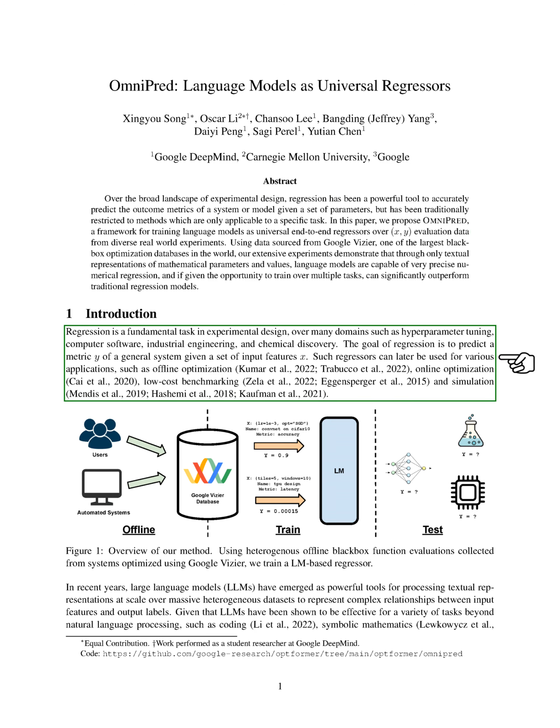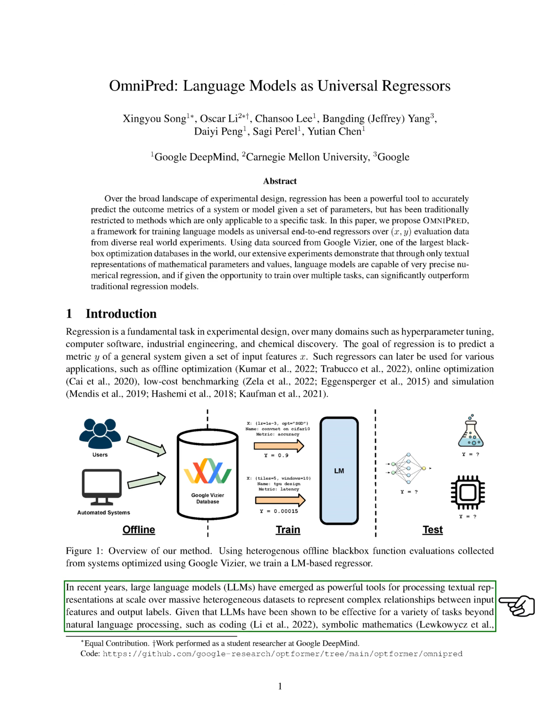These regression models are incredibly useful for a range of applications, including but not limited to offline and online optimization, low-cost benchmarking, and simulation. In recent years, we've seen the rise of large language models, LLMs, as potent tools for processing textual data on a large scale. These models have demonstrated their ability to represent complex relationships between input features and output labels across massive and diverse datasets.